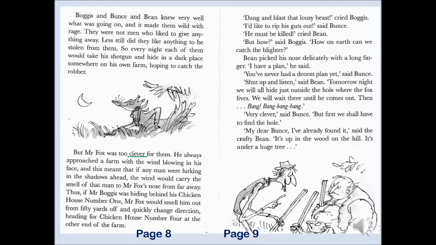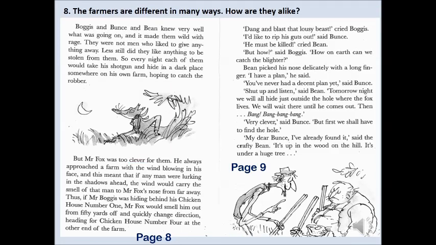And then going on to the last question, question 8. The farmers are different in many ways. How are they alike? Now, I'm not going to flip all the way back to the first page, but on the very first page, it said all of the men had done very well for themselves. It also said they are all rich. Okay, so that is one way that they are alike that you could use in your answer.